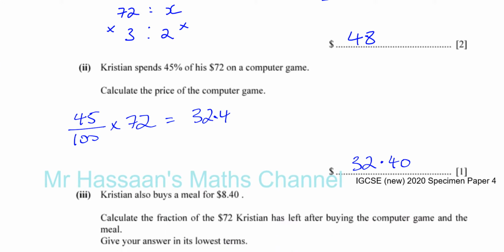But of course, what overrides all of that is if, for example, they say give the answer to the nearest pound or the nearest dollar or the nearest $10 or whatever, then of course you do what they say. Now, part 3. Christian also buys a meal for $8.40. Calculate the fraction of the $72 Christian has left after buying the computer game and the meal.